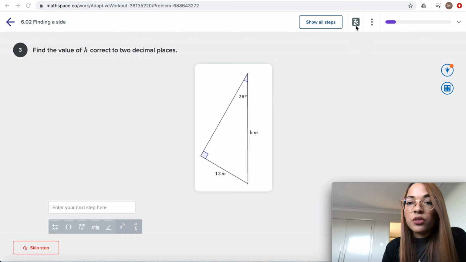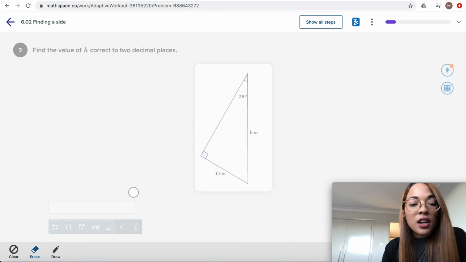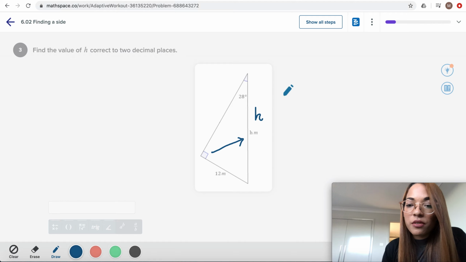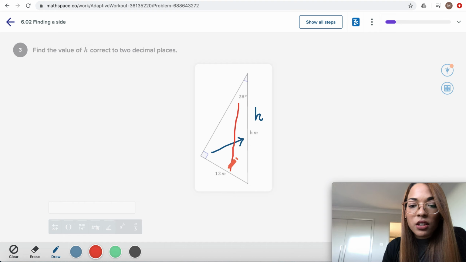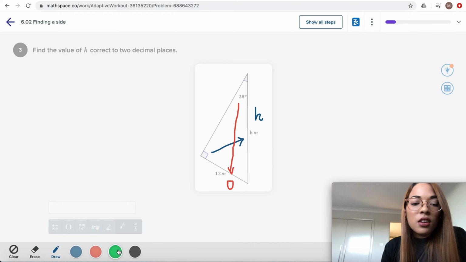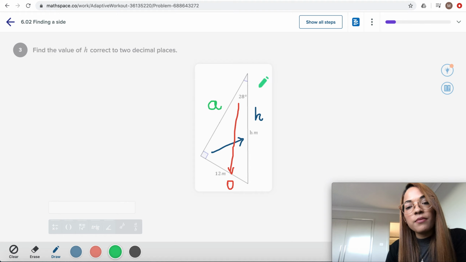Now, the first thing I'll do is label the three sides of my right angle triangle. Opposite my 90-degree angle is the hypotenuse. I will write h for hypotenuse. Right opposite my 28-degree angle is the opposite side. I'll label it O. Now we are left with the adjacent side, which I will label as A.